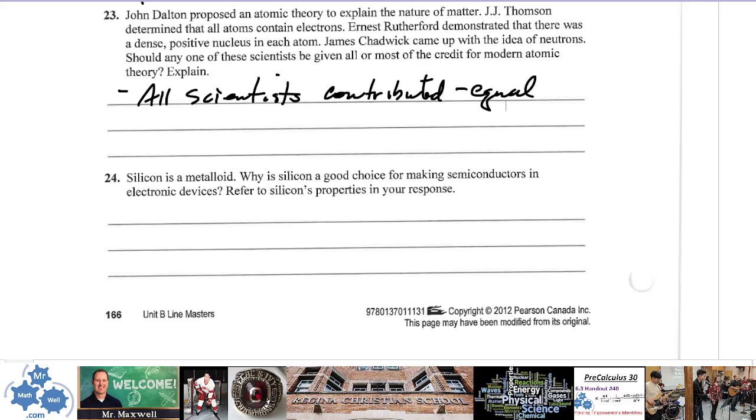We're not done yet. Silicon is a metalloid. Why is silicon a good choice for making semiconductors in electronic devices? Refer to silicon's properties in your response. You should have something like this. Just check your response. Metalloids such as silicon are semiconductors. They do conduct electricity, which is very important, but not very well, making the flow of electricity easy to control. Silicon is also a solid at room temperature. Those are important things. So make sure you have those things, and I'll write those things down here before you go.